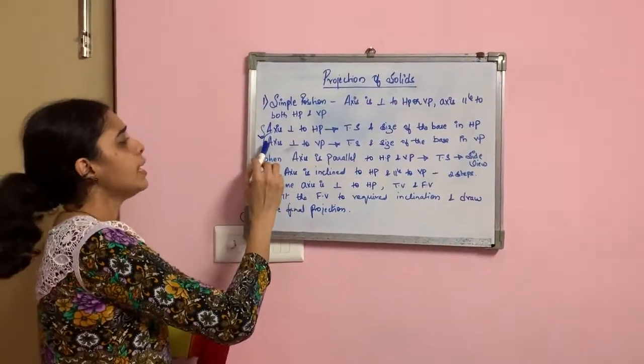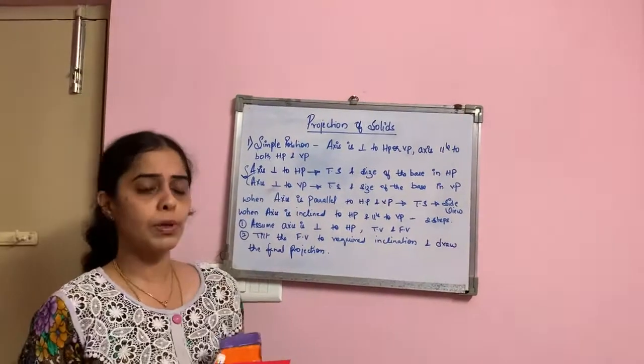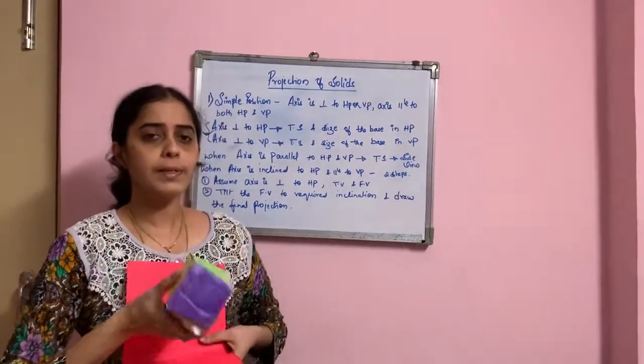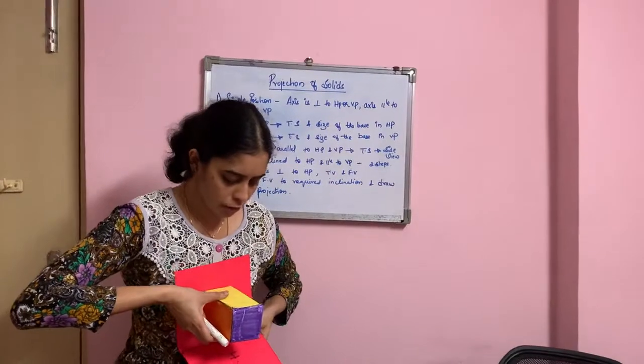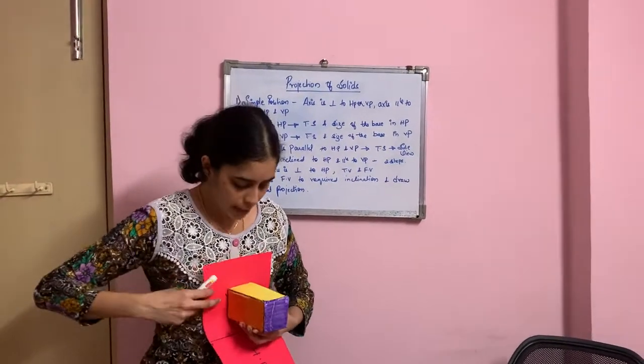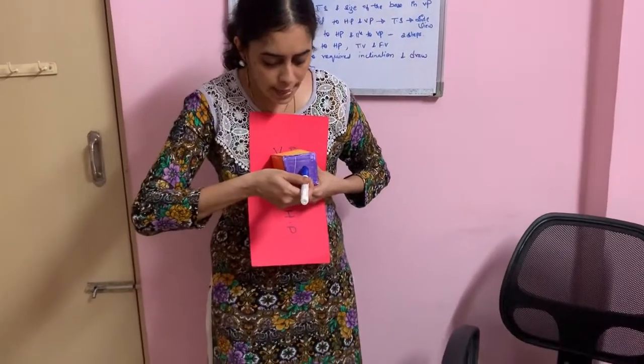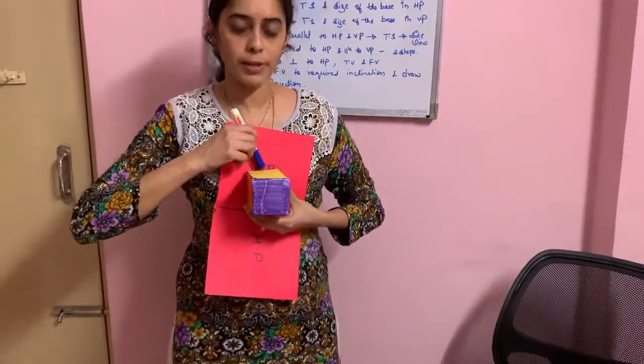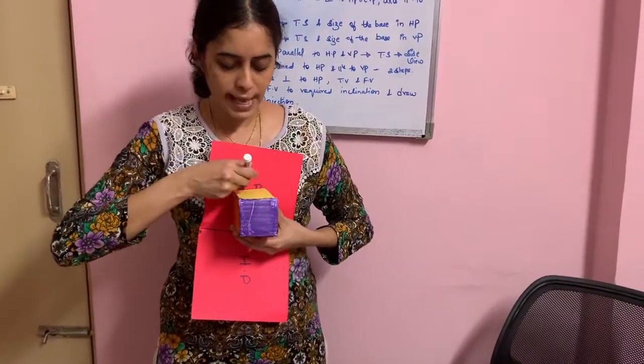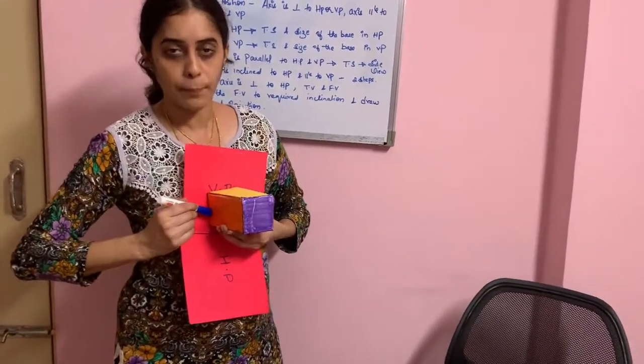Similarly, second one, when the axis is perpendicular to VP. Then how will the position be? You have to tilt the position of the given solid in this way. So if you take the position of the given solid in this way, this will be the axis from the top to the bottom. So the axis will pass through the center.